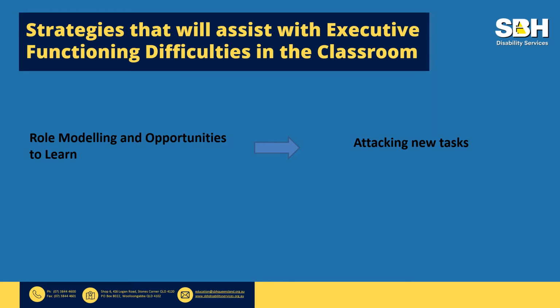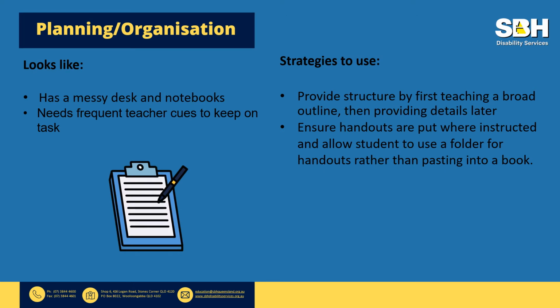And then independently, they want to take it on for that internal drive. The first thing you would really notice about a child with an executive function difficulty is their planning and organisation. It looks like they have a messy desk and notebooks. They can't find their belongings when asked. They have difficulty producing a sequential written task.